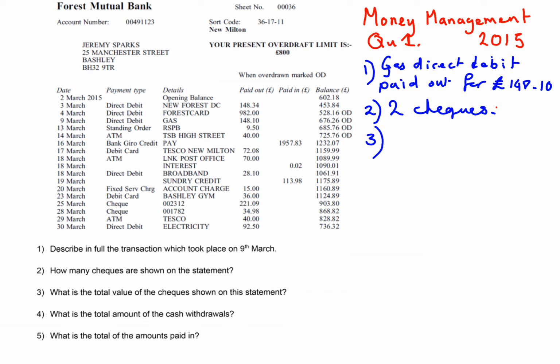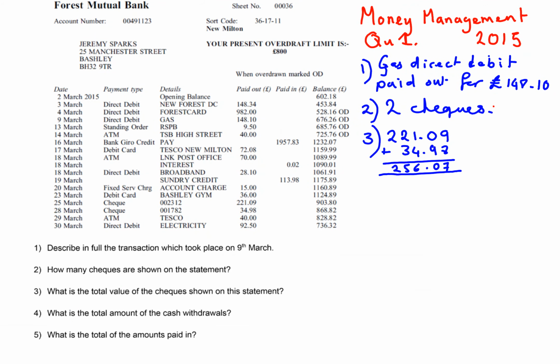Right, let's go to number 3. What is the total value of the checks shown on this statement? So the way to do this, I'm going to look at my checks. So this one check is for £121.09, and the other check is for £34.98. So if you look at the answer, we add these two values up, and this is the total value of the checks on the statement.